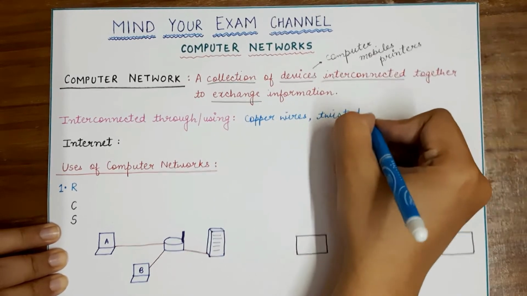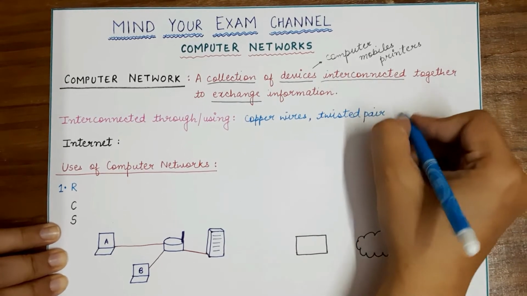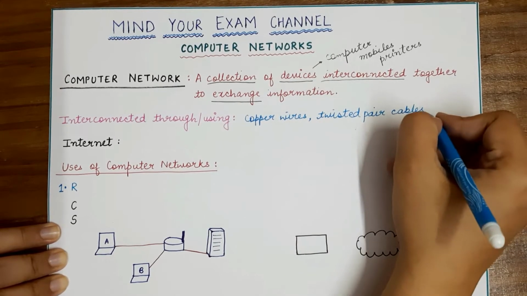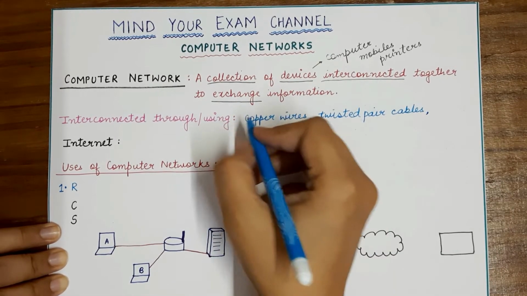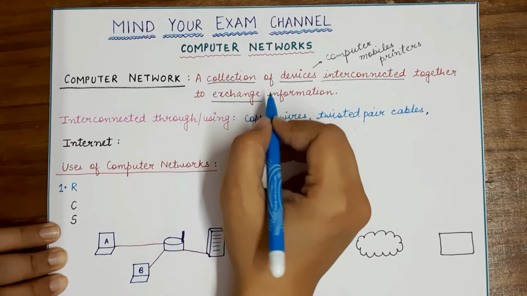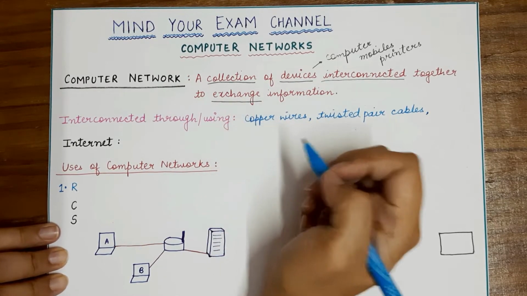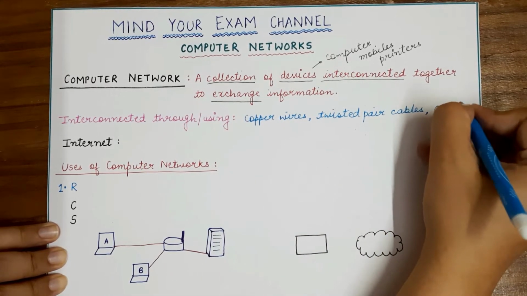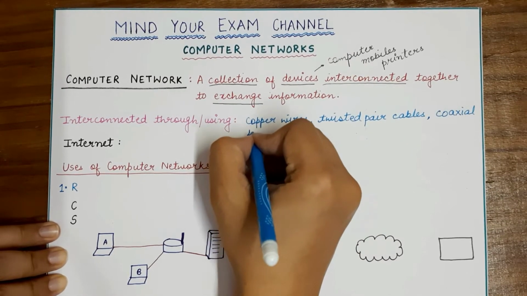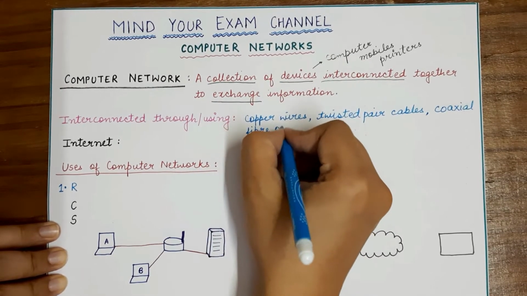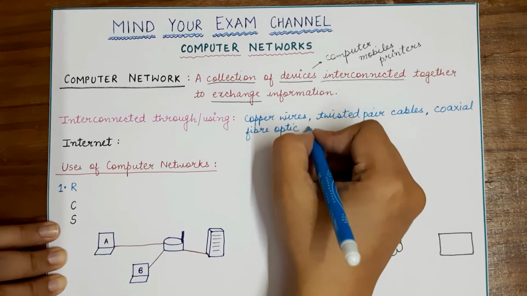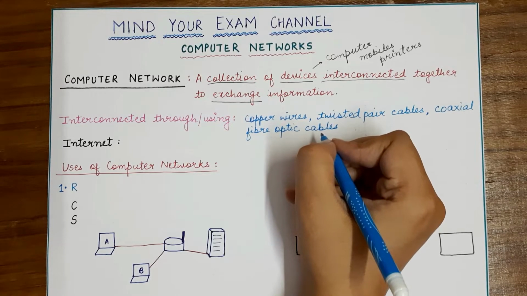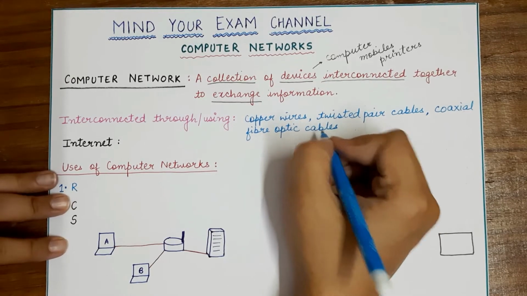The network can also be formed using wireless media, when communication happens in the form of waves. So interconnection of the devices present in a network can happen through copper wires, twisted pair cables, coaxial cables, fiber optic cables. Fiber optic cables are the ones in which communication happens using light waves. Most of the cables that now provide internet to you, like Jio Fiber or Airtel Fiber, are fiber optic cables.